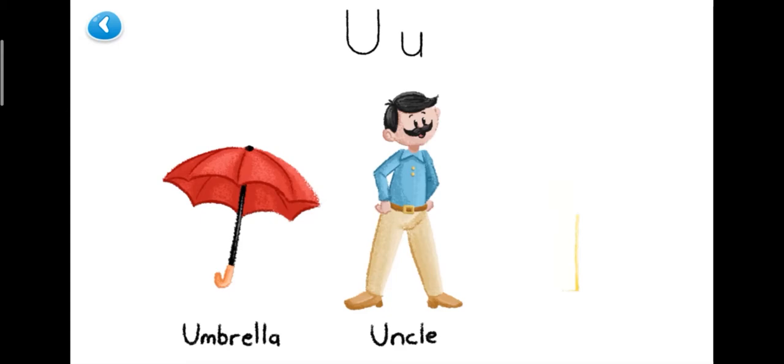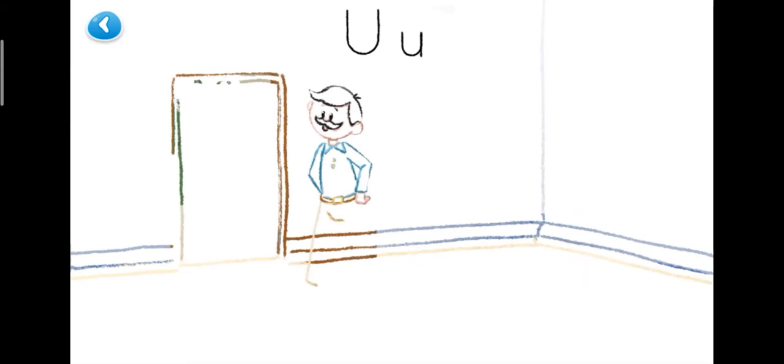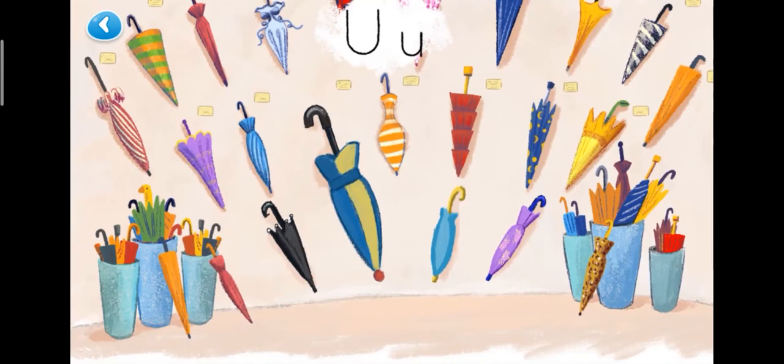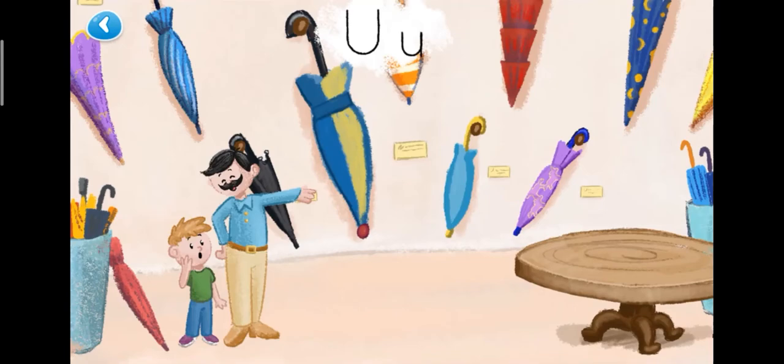Some words that start with U are umbrella, uncle, up. Okay, now here's our story. Umberto was visiting his uncle. His uncle had an unbelievable collection of umbrellas. "Here, let me show you some of my favorite umbrellas. This one is ultra bright."